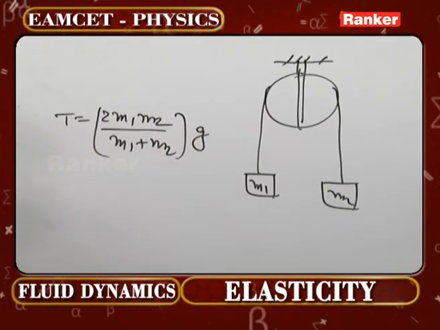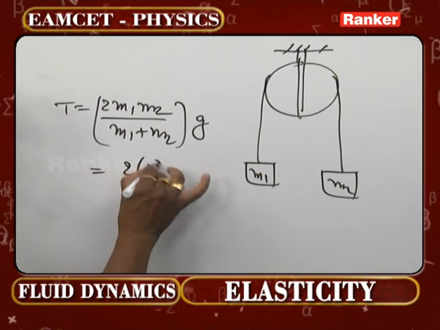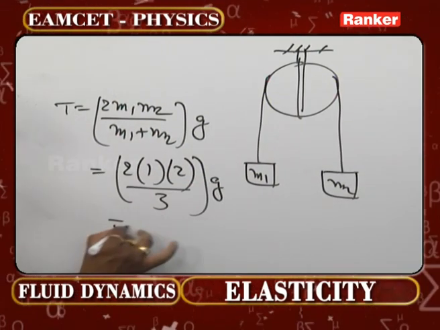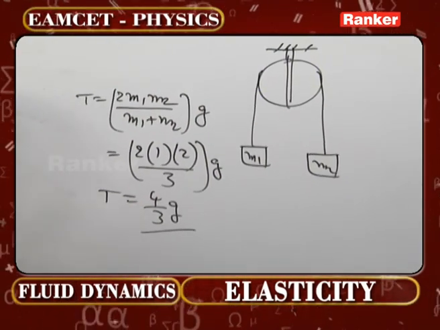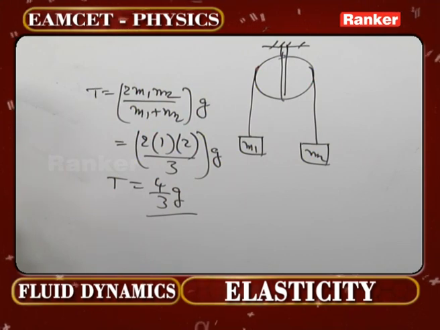That is the formula. What is M1 given? It is 1. So twice 1 into 2 by 1 plus 2 into G. How much will it now be? 4 by 3 times G. That is the tension.